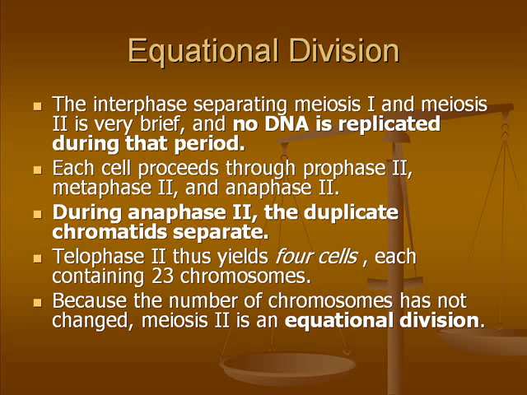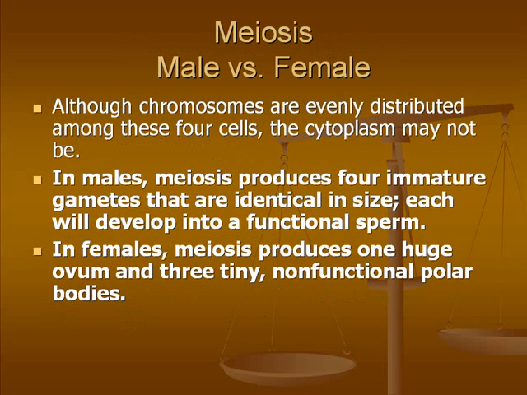And then we're going to come to a point at which these duplicate chromatids will separate. It's going to yield 4 cells which will contain 23 chromosomes. And the number of chromosomes hasn't changed. So at this point, because the total number of chromosomes hasn't changed, it's referred to as equational division, whereas before we had reductional division. And then as the chromosomes become evenly distributed amongst the 4 cells, in males, meiosis produces 4 immature gametes that are identical in size. In females, meiosis produces 1 huge ovum and 3 tiny ovums.